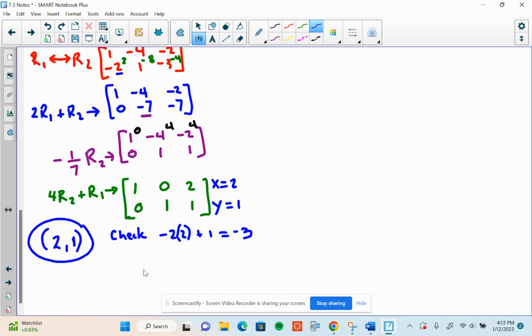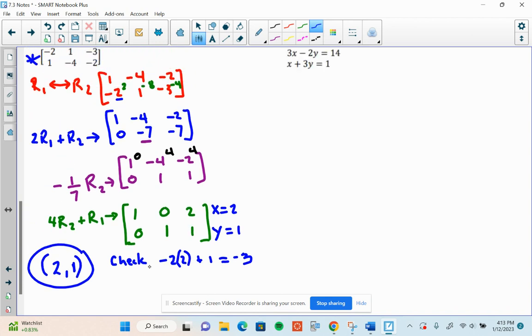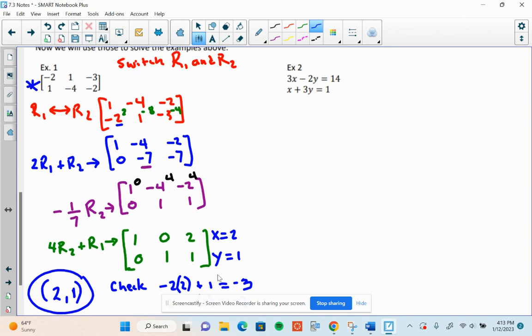So that one worked. Now I'm going to check the other one because it has to work in both equations. So I've got 1x, so that's 2, minus 4 times 1 equals negative 2. They both work. They are both true statements. And since they're both true statements, (2, 1) is the solution that I was looking for.